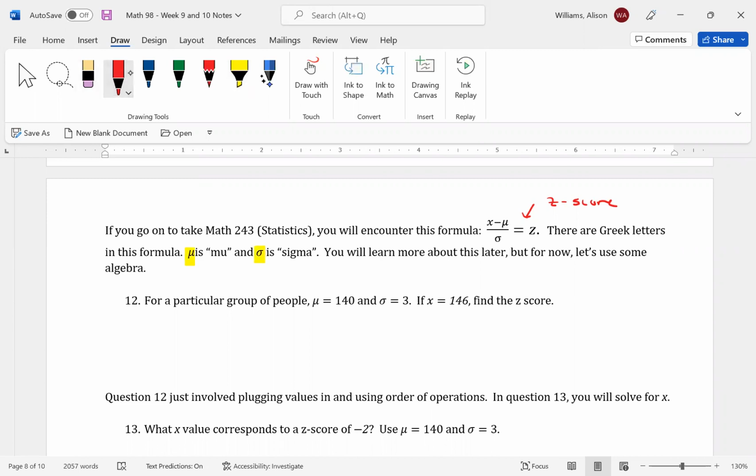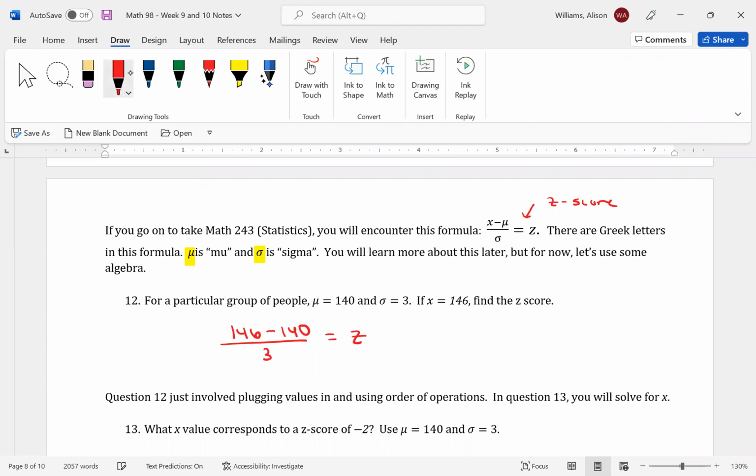I don't really need to understand the symbols. I just need to be able to use the formula. So to use the formula, for a particular group of people, mu is 140, sigma is 3. If X is 146, find the Z-score. So they basically gave us everything to plug it into the left side. So I'm going to plug 146 in for X minus 140 for mu over 3, and that equals Z.